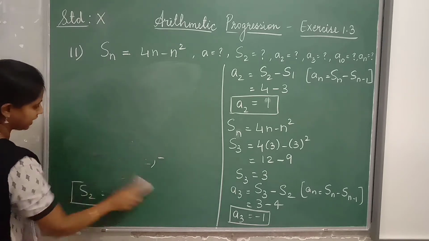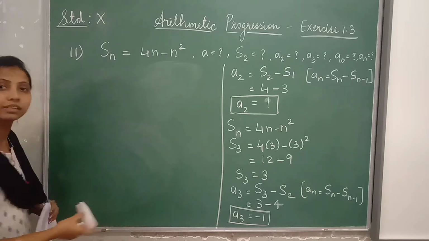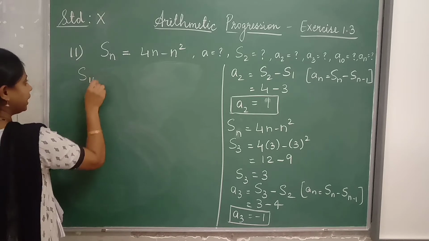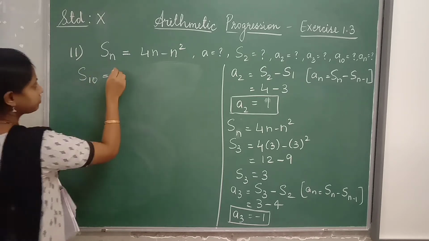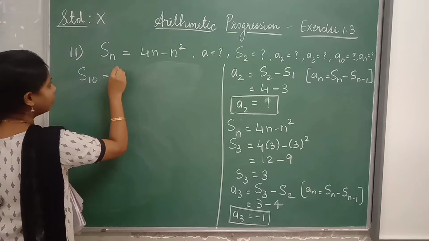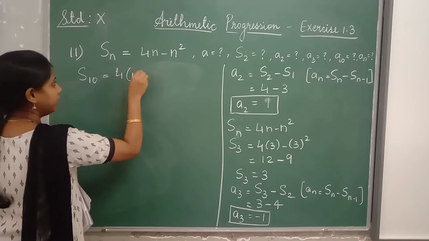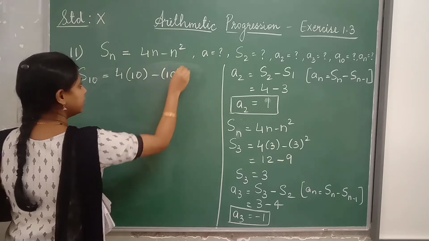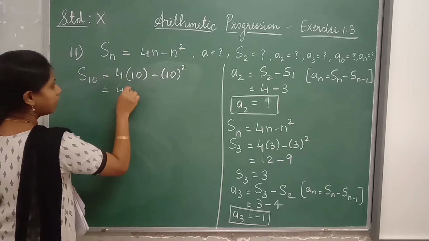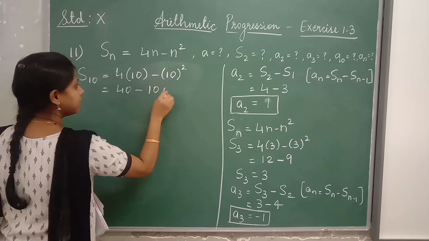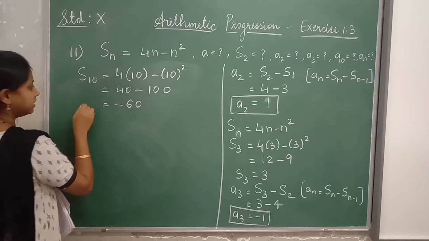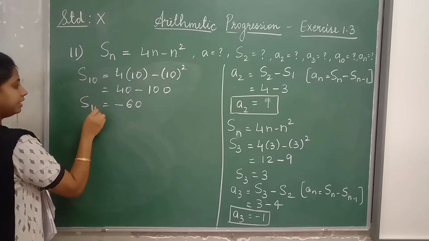That is S10 minus S9. Okay, so to find A10, firstly we have to find S10. So to find S10, it is nothing but 4 into 10 minus 10 square. Okay children, so you will get 4 tens are 40 minus 10 square is 100. So 40 minus 100 is minus 60. This is the sum of 10 terms.